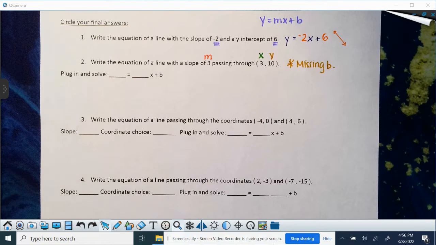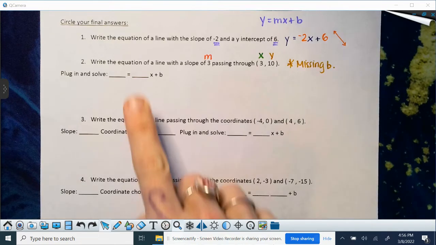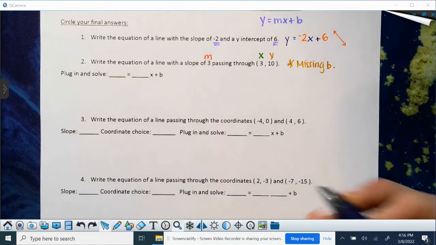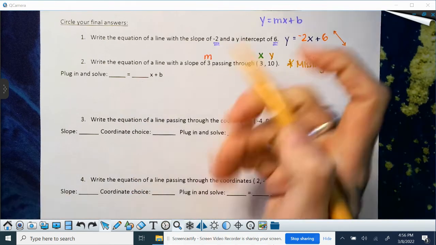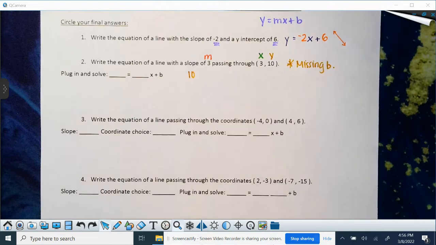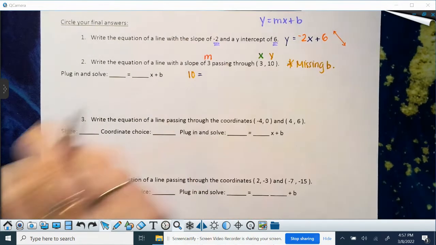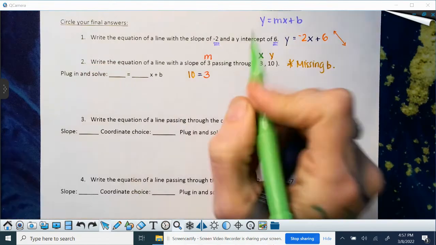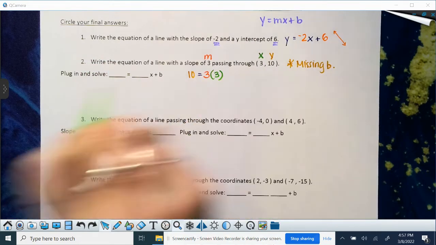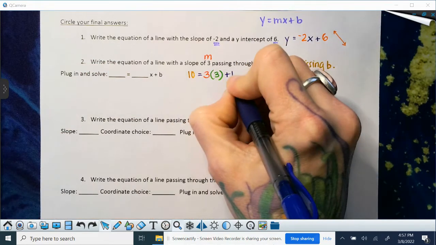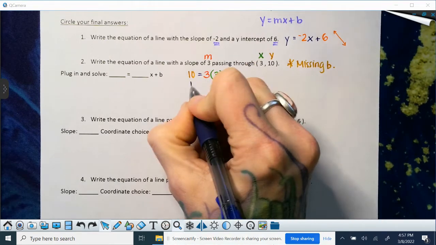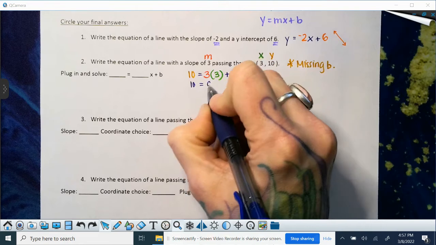So we're going to take what we have, plug in, and solve. So what do I have? In this case, I set you up because you got an x right there. You don't want to use that x right there. We want to put our y value, so we're going to do 10, and it's going to equal our slope, which is 3, times our x value, which is 3, and we don't have our y-intercept. That's what we need. So we have 10 equals 3 times 3, which is 9, plus b.